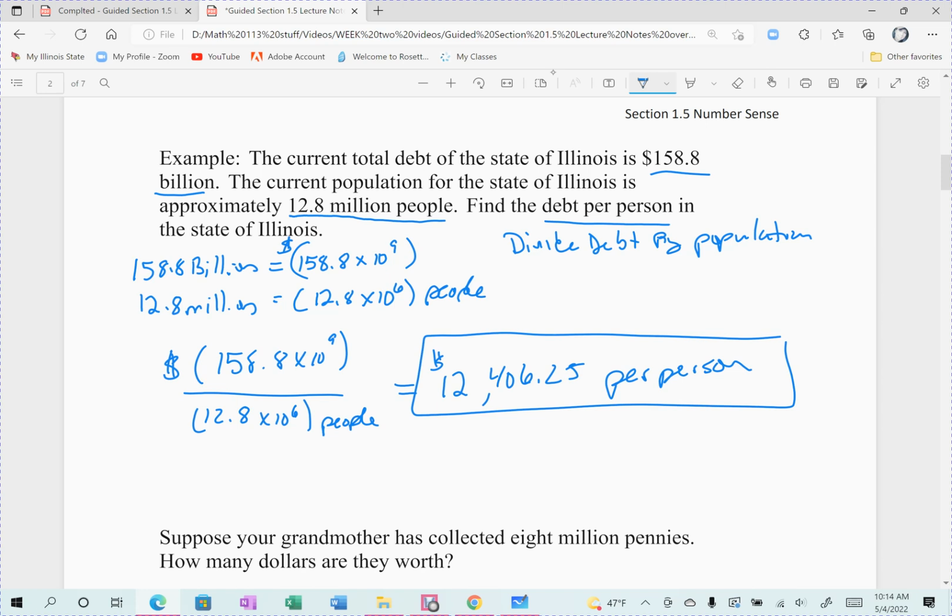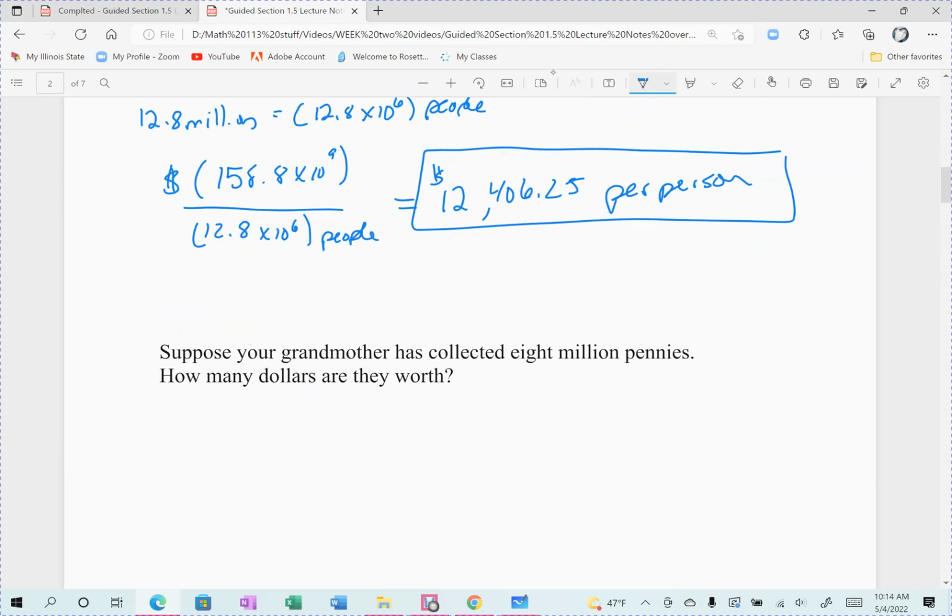So if we were to take the debt that the state of Illinois currently owes and split it evenly among the people, each person in the state of Illinois would owe a little over $12,000 in debt per person. All right, the next example.